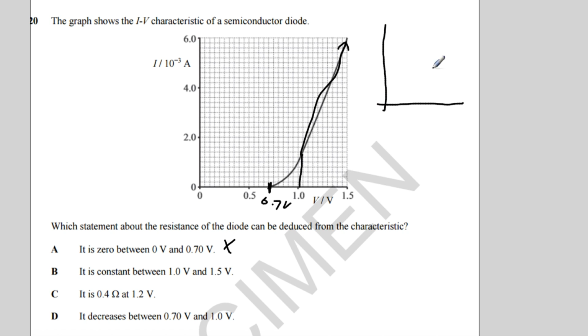But the resistance is only constant when the line goes through the origin. So when your straight line graph doesn't go through the origin, then it shows that it's not a constant resistance. So it is constant between there and there. That's not true. The resistance is 0.4 ohms at 1.2 volts.